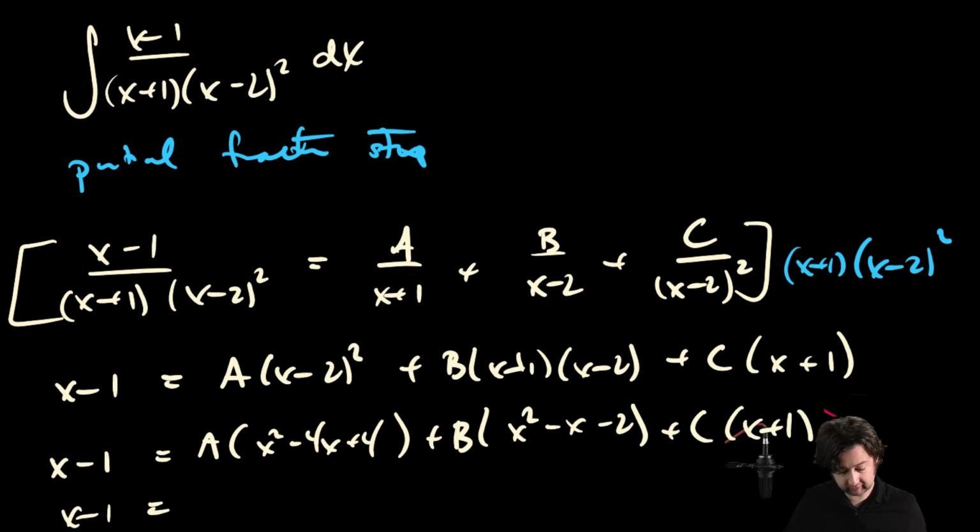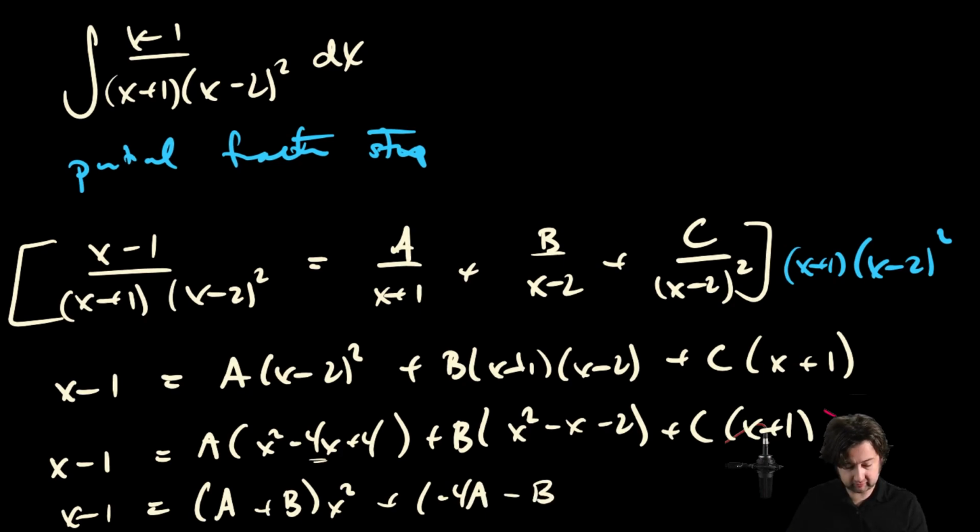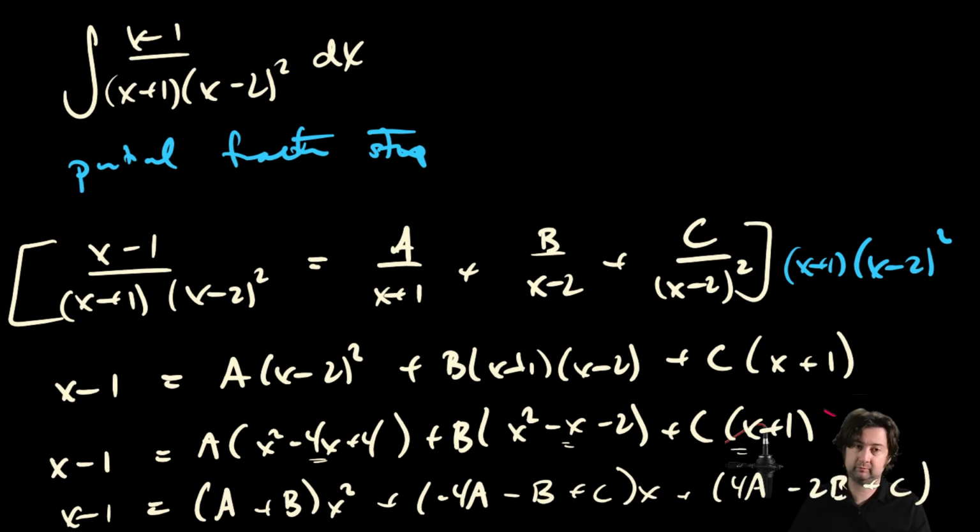So I'm looking for things that have x squareds in them. Well, there's an ax squared and a bx squared, but no c's. I see a negative 4a that's stuck onto an x right here. I see a minus b that's stuck onto an x right here. And I see a positive c that's stuck onto that x. And finally, the constant terms are going to be: there's a 4a, there's a minus 2b, and there's a plus c. As you can tell, partial fraction problems also tend to be algebraically lengthy.